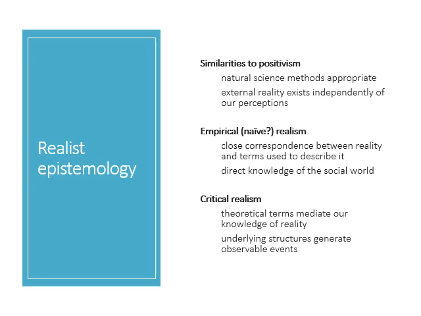Empirical realism, sometimes called naive realism, suggests that there is a close correspondence between reality and the language or terms we use to describe it. So, according to this view, we can have direct knowledge of the social world through our senses and observations, and this knowledge reflects the actual state of affairs.